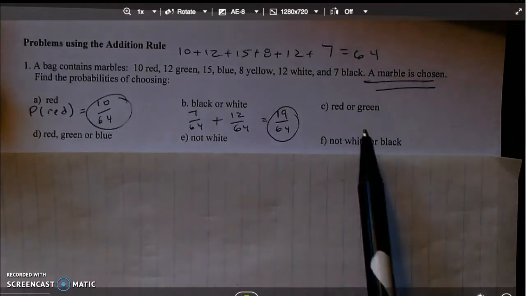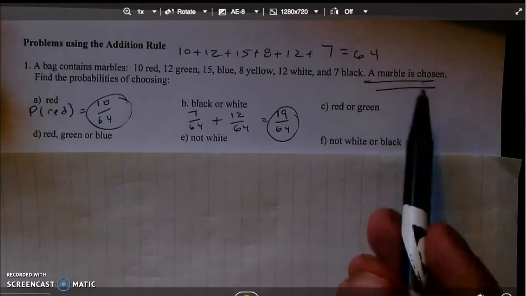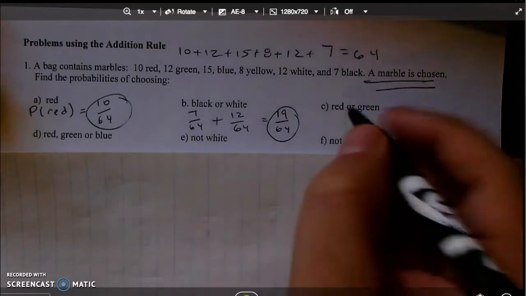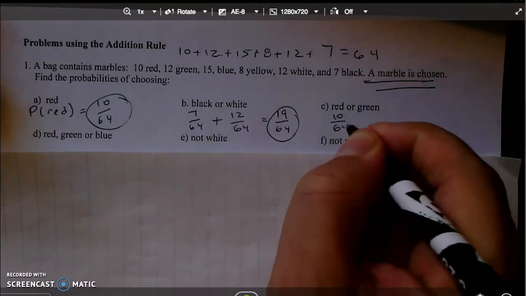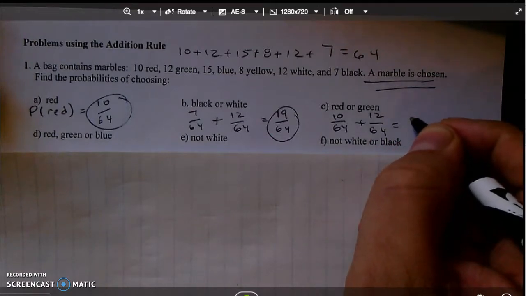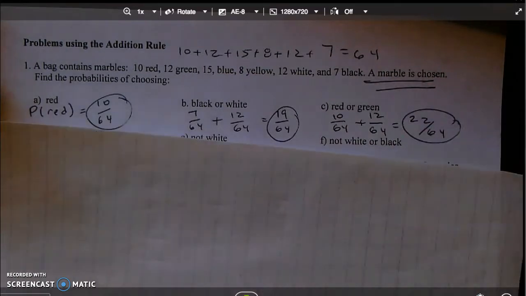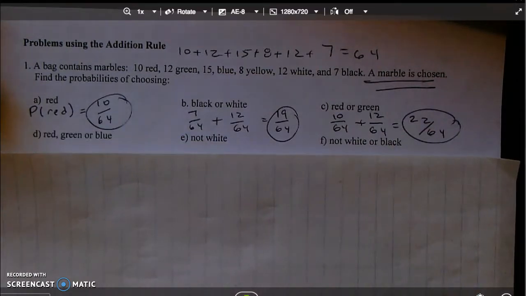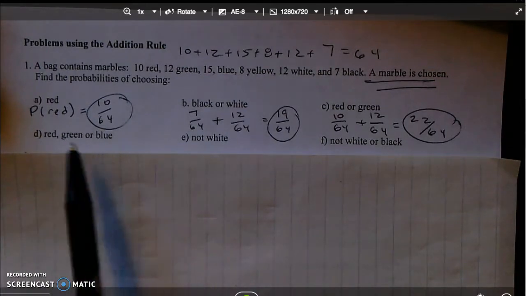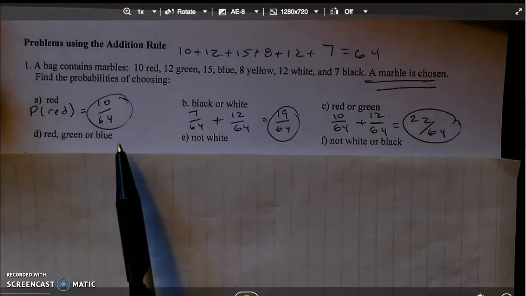Okay, red or green, this is going to be the same situation. They are mutually exclusive. I can't draw, in one draw, get a red and a green in one pull from there. So I've got red is 10 out of 64 plus my green is 12 out of 64. And then I'm just going to add them, and I get 22 out of 64, and I'm done. Okay, so now, looking for the list, red, green, or blue, I would end up adding red plus green plus blue. Again, those are all mutually exclusive, so I can just add them.